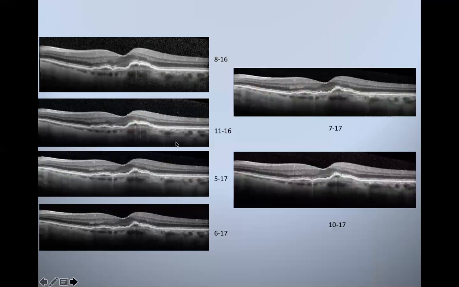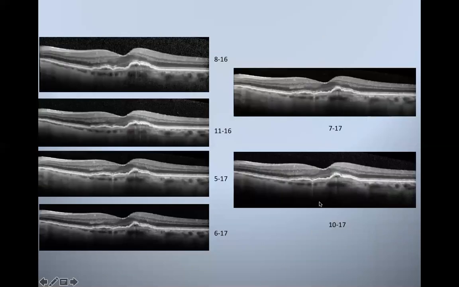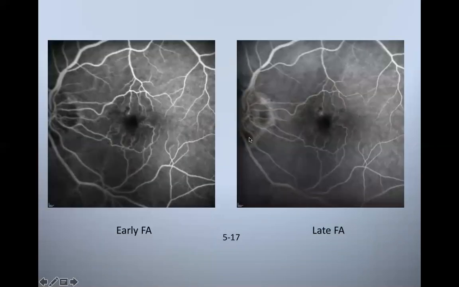So we decided, all right, if we follow all the OCTs, from the very beginning here in August 2016, all the way down to over a year later, it pretty much looks the same. It really hasn't changed a whole heck of a lot, especially if you follow it all the way through here. We decided we're going to do a fluorescein. So this was August 2016, and then in May 2017, we decided let's do an angiogram. Nothing's really happening.